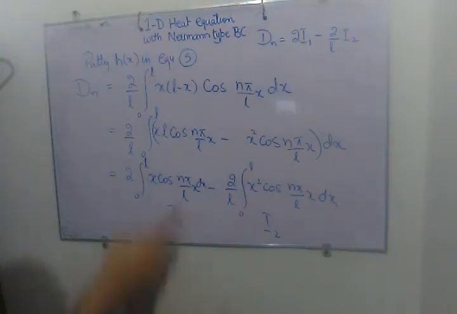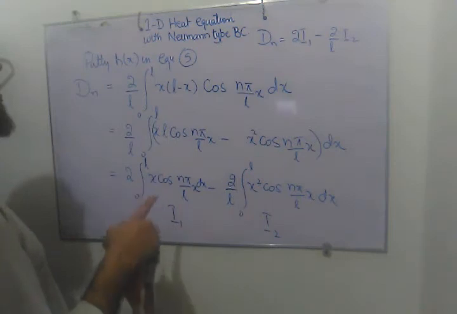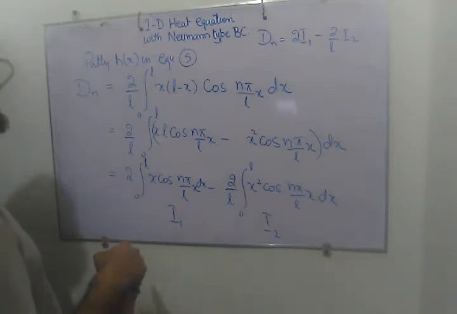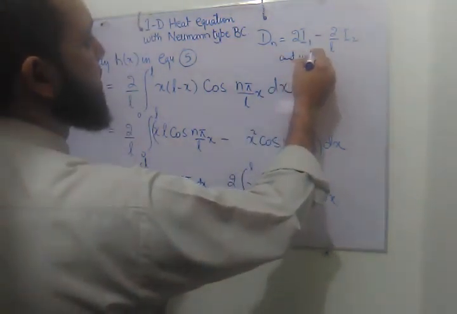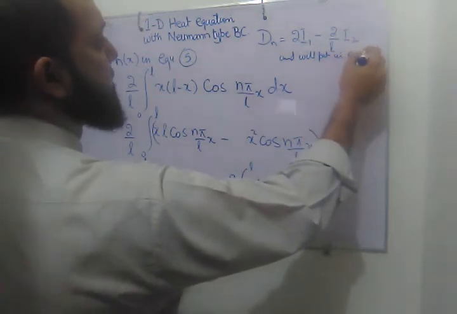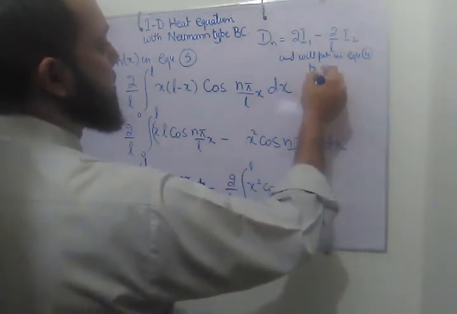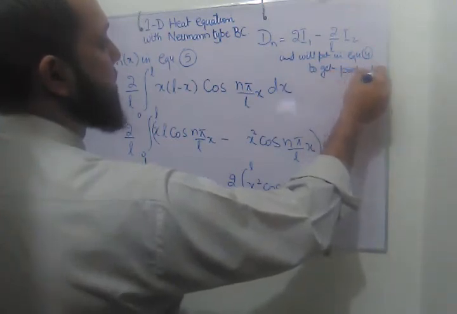So we have to find I1 and I2 and put the values in dn, and then we put this dn in equation number 4. So we find dn and we'll put it in equation 4. That was our general solution, that will become the particular solution.